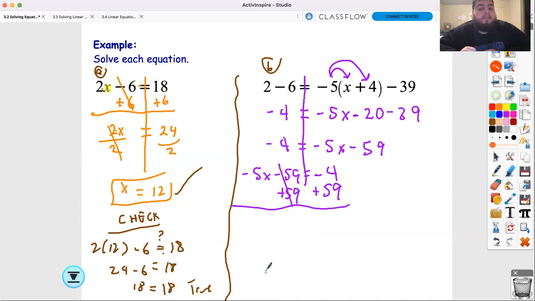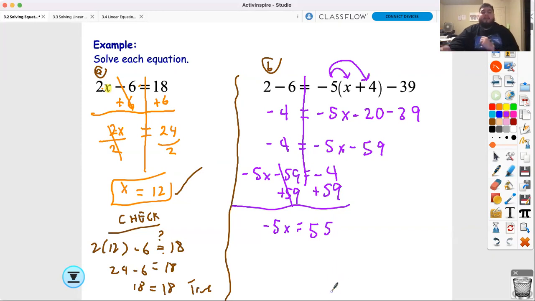I'm gonna cancel out the 59. Then I'm gonna get -5x equals, well, -4 plus 59. You owe the bank 4, but you deposit 59. So now you have $55.